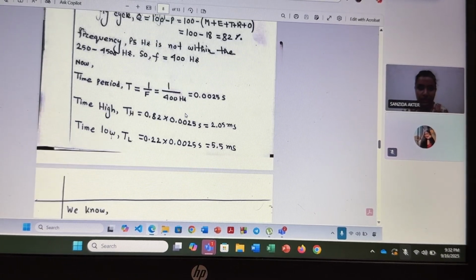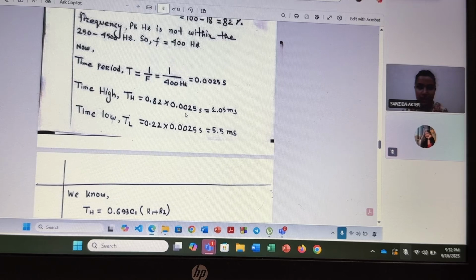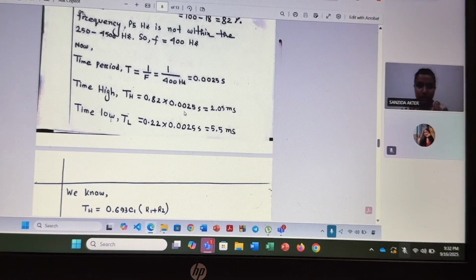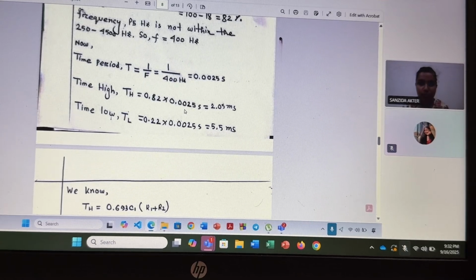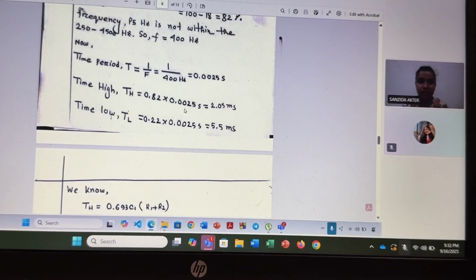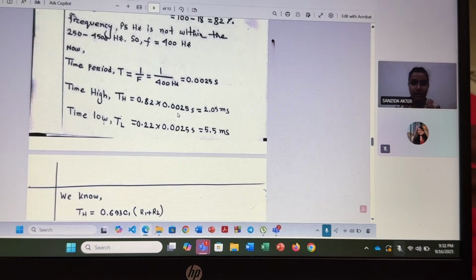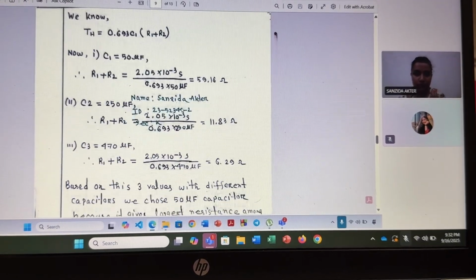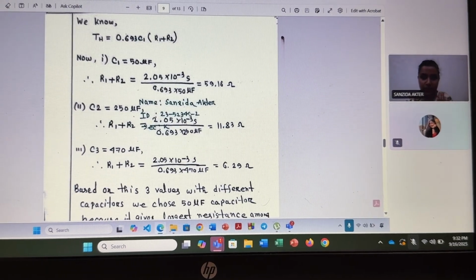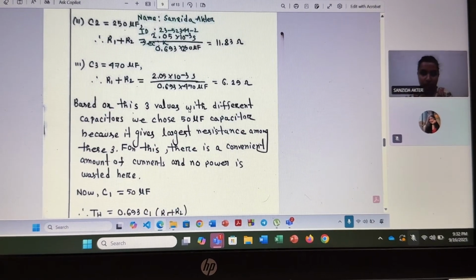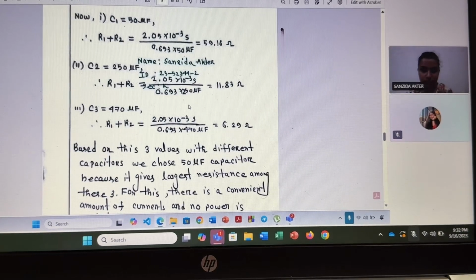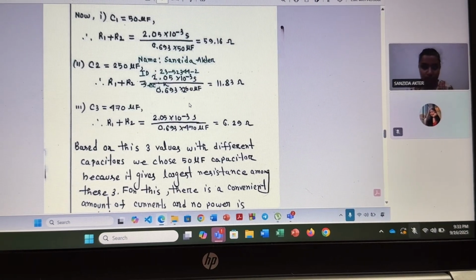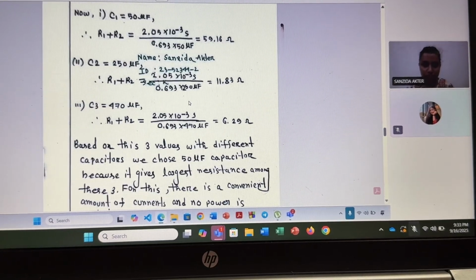Then I calculated the time period, time high and time low. I obtained a total period of roughly 0.0025 second, a high time of about 2.05 millisecond and a low time of about 0.55 millisecond. Choosing a capacitor of 50 μF gives a resistor value of approximately R1 plus R2, approximately 59 ohm, R2 approximately 159 ohm.